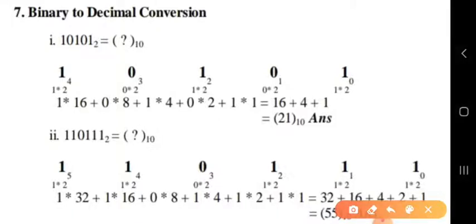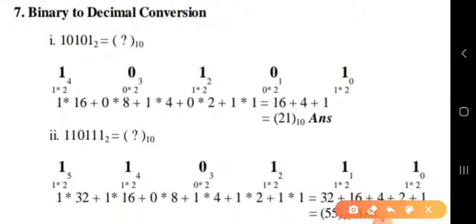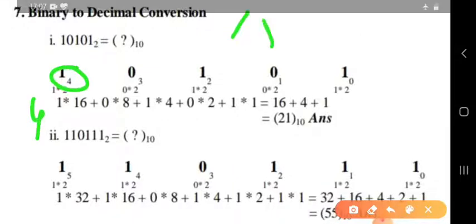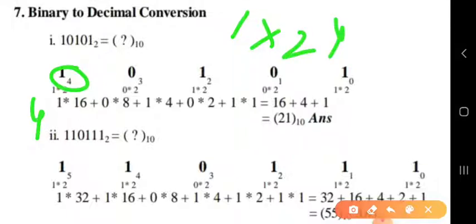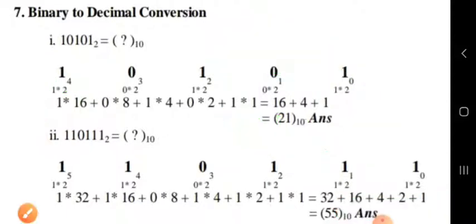Then after that, this one is at the third position, so it should be multiplied with 2 to the power 3 into 0. That will give you 0, because 2 to the power 3 is 8, and when it is multiplied with 0, it gives 0. Same, the last one is at the fourth position. You can see here, 1 into 2 to the power 4, that means 1 into 16, so it will give you 16. So this is the whole procedure.